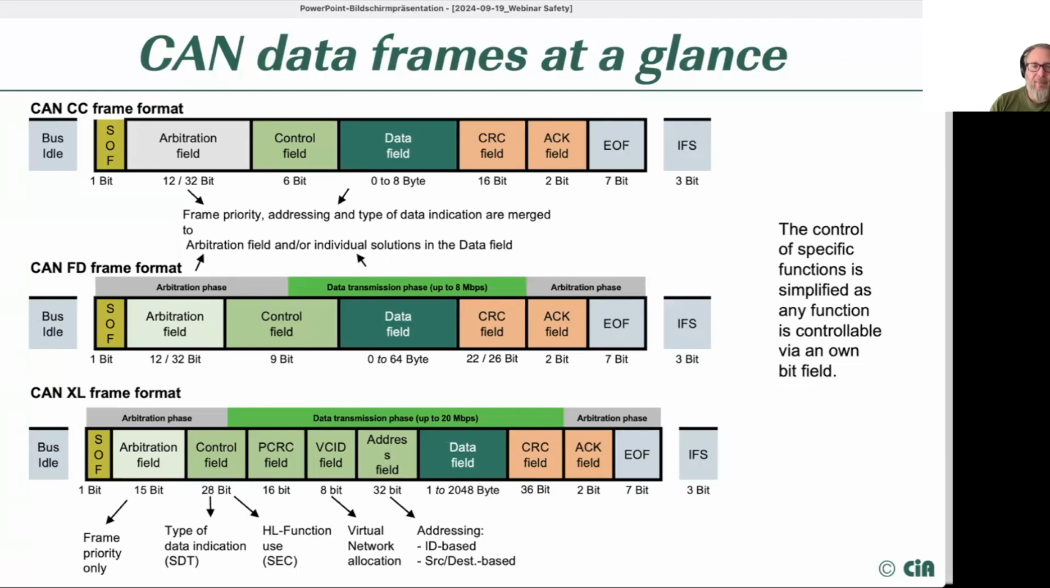in the CAN-XL frame. We enable additional higher layer functions, which allow fragmentation and security. Maybe, on requirement, we add also safety. And we have the possibility to add virtual networks, and we have a dedicated address information now. And the data field can cover up to 2 kilobytes.